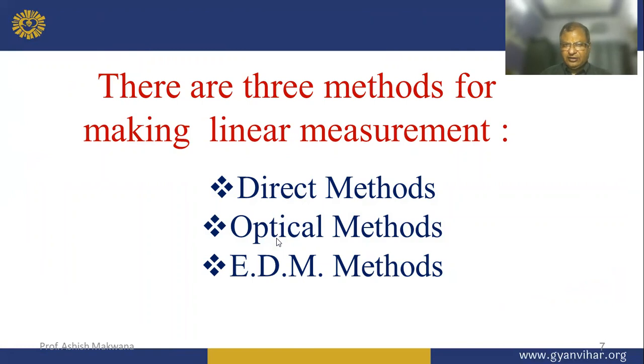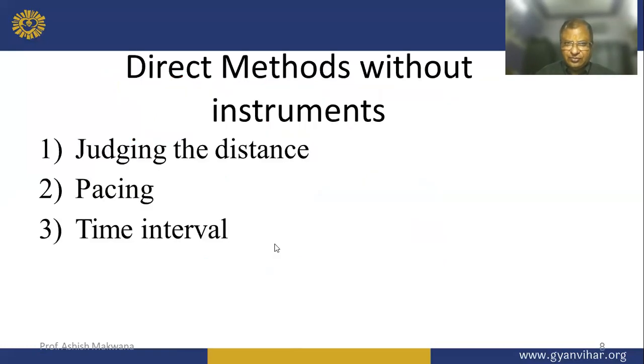And there are three methods of making linear measurement: direct, optical, and electronic distance measurement. Now the direct method: judging the distance, pacing, and time interval. Judging is very simple.